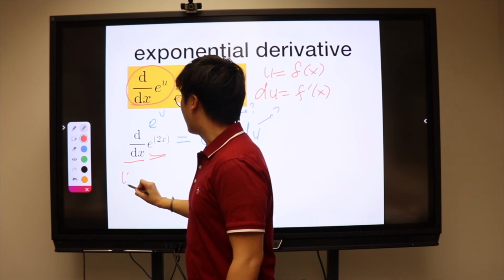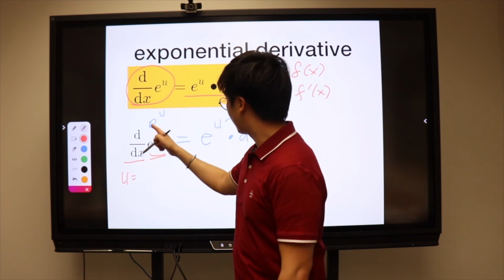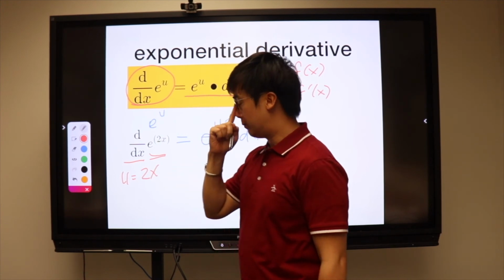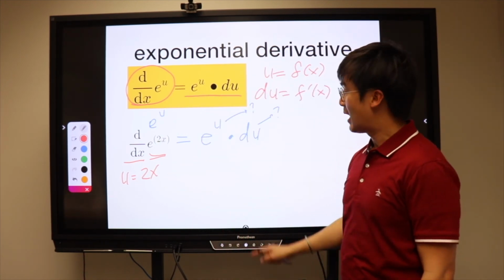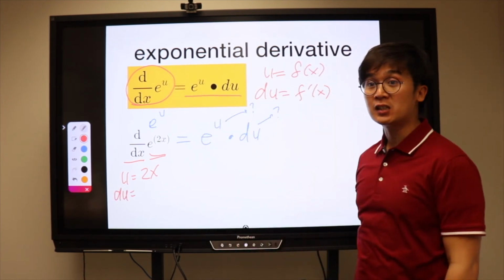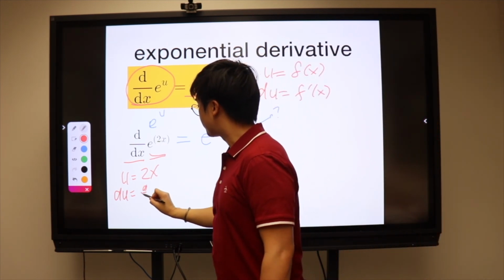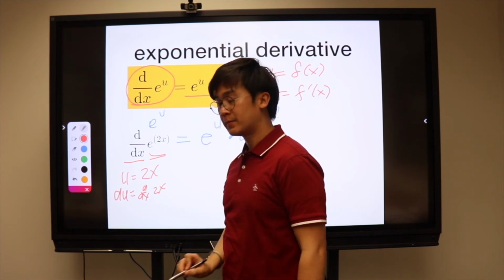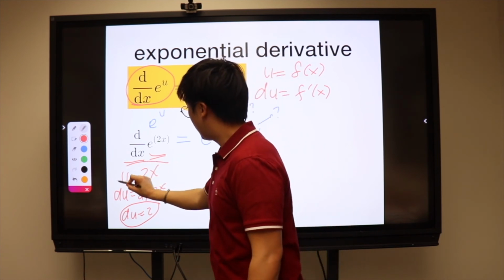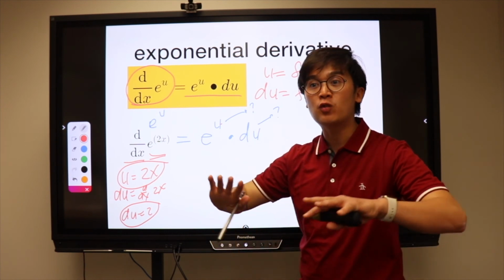If I need the u, what will be u in this problem? 2x. E to the u, e to the u is 2x, right? Now, we found our u. How are we going to find the du? According to the definition, the du is the derivative of f of x, right? Do you know the derivative of 2x? 2. So now we have the du, now we have the u. All we need to do is to replace this and this with that, and we're finished.